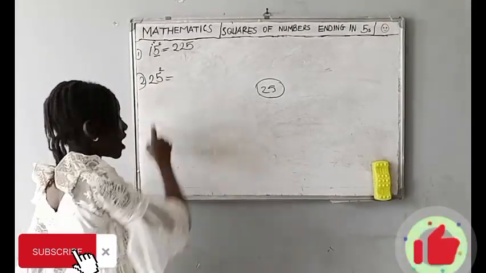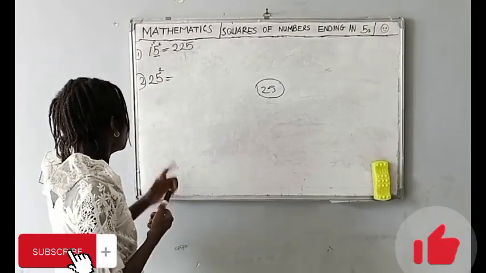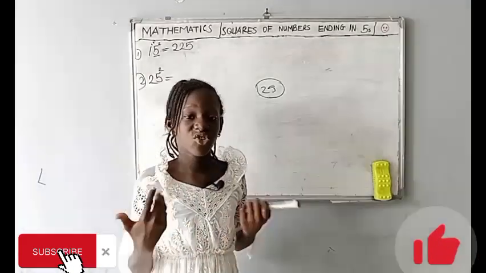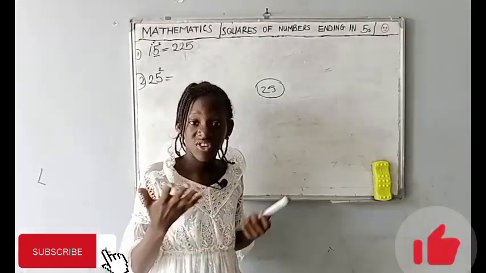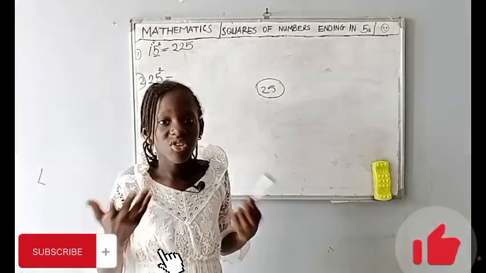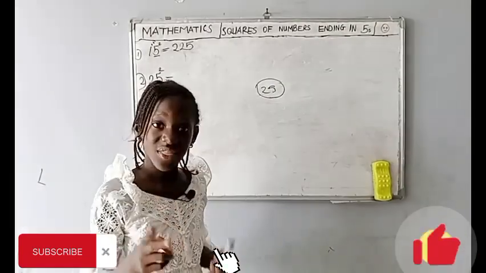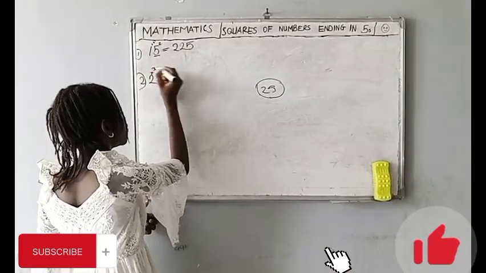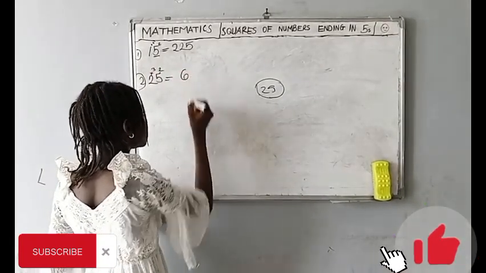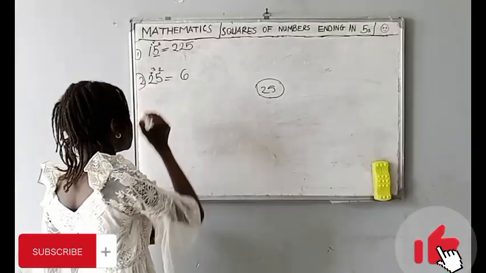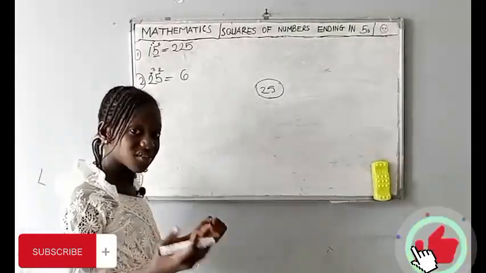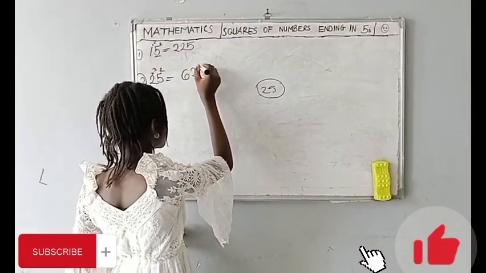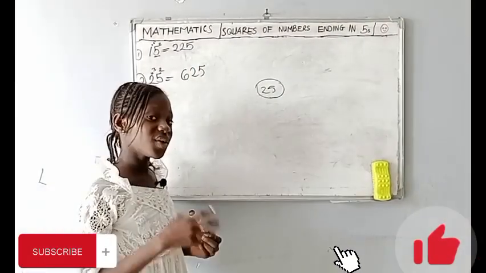Firstly, we mark out 5 as we said. Then we come over to 2 and multiply it by a successive number. What's the successive number of 2? The successive number of 2 is 3. That means after 2 is 3. So 2 times 3 equals 6. Then we come to this 5 we marked out and square it. 5 squared is 25. See? It's very easy.